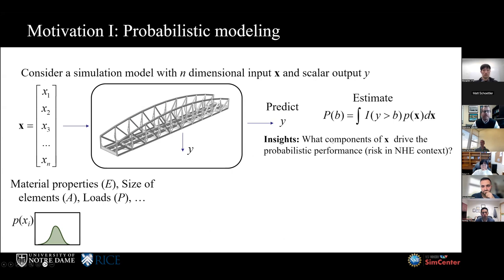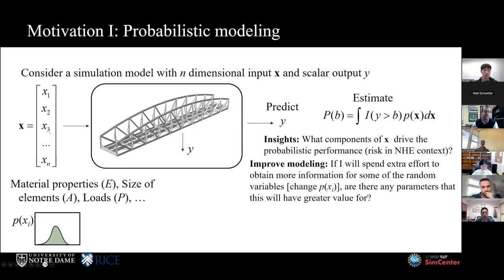Now, I might try to understand what components of X drive the probabilistic performance. Are the material properties of equal importance to the size of the elements? Is something more important than the others? I might try to improve modeling. For example, I'm interested in getting more information to change these probability distributions. Are there some components that I should focus on?